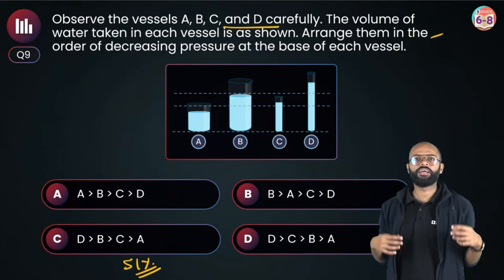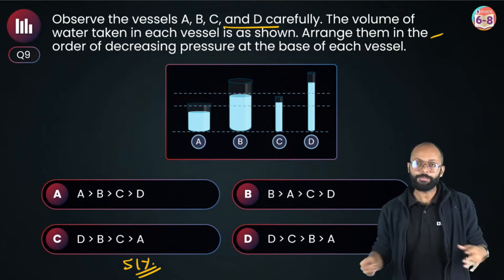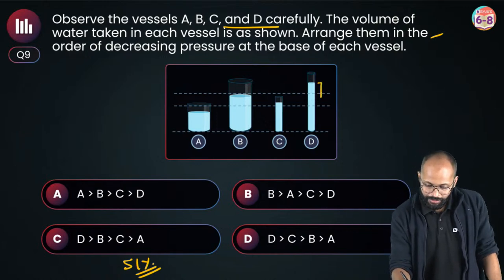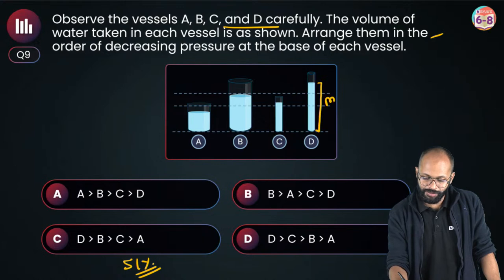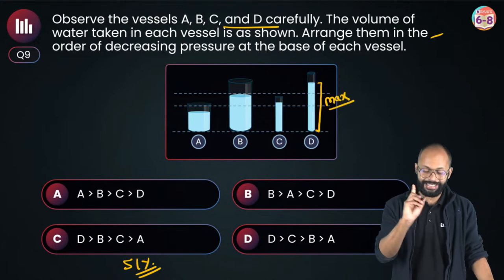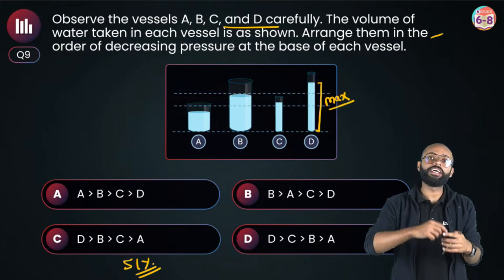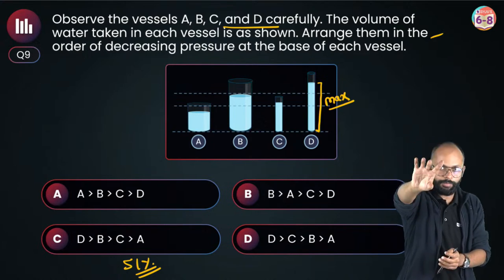Sir, what is changing? Depth. Right? Depth or height, you can say. This one is at a greater height, so the maximum pressure is in this one. D has the maximum pressure. Why? Because the level of liquid is the maximum.